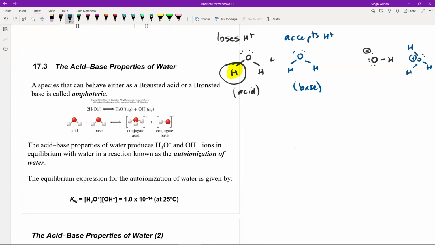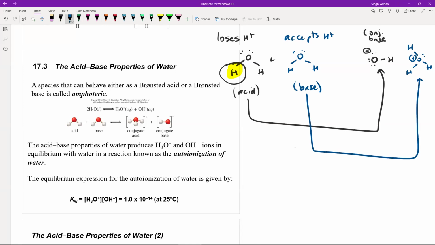Right, so again, what we have here now are conjugate acid-base pairs. So we have this H2O here acting as an acid, loses an H plus, it becomes the hydroxide. This is going to be the conjugate base. And then the other one, this one here, acting as a base, accepts the proton, it becomes H3O plus. That then will be the conjugate acid of H2O.